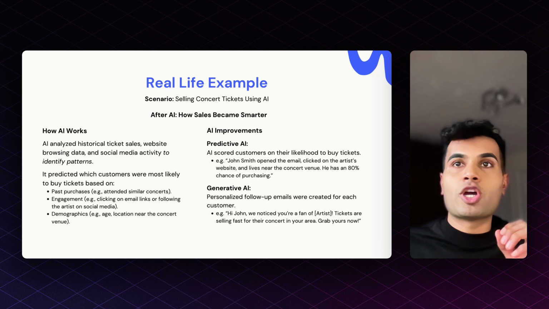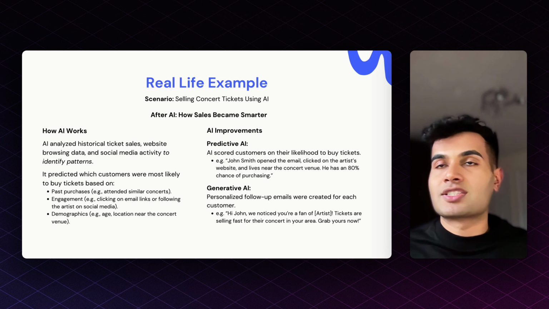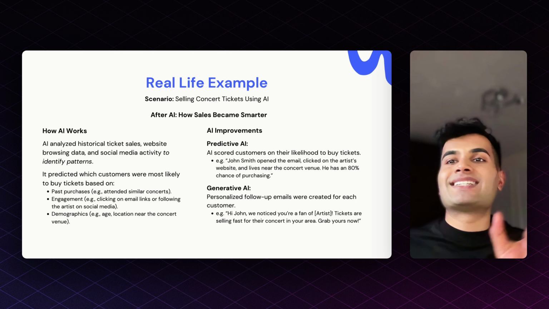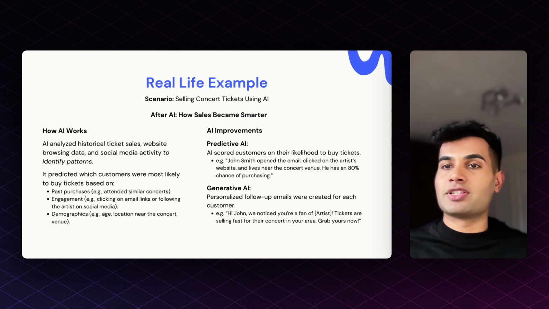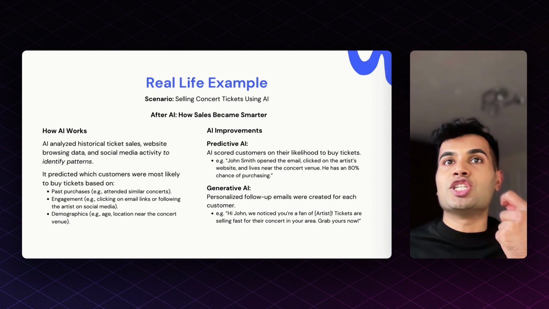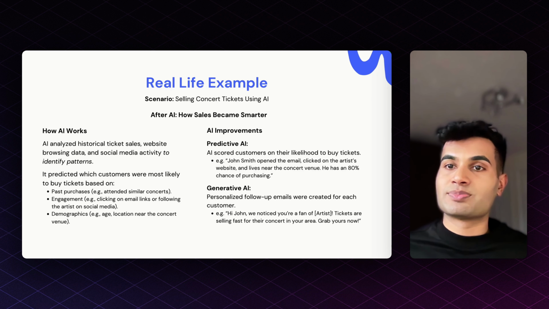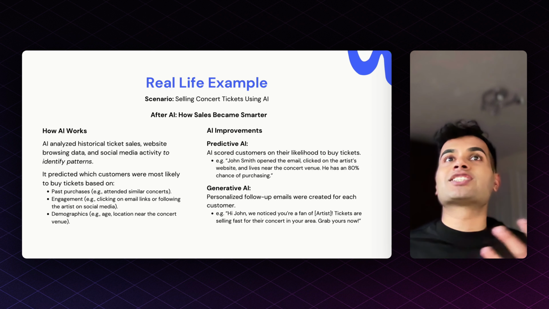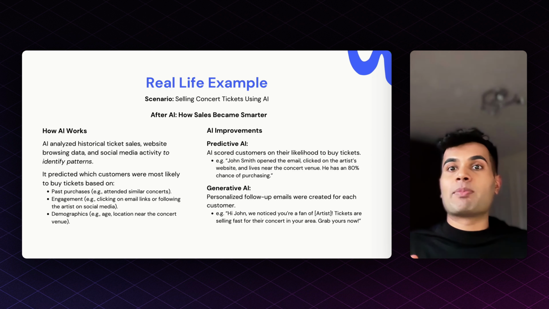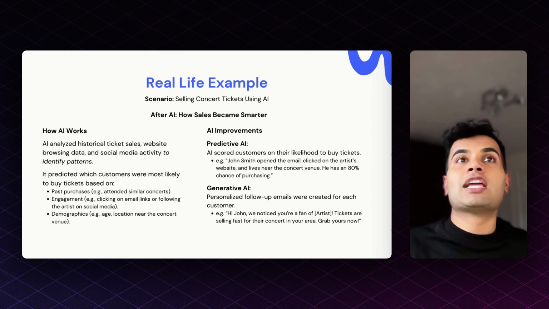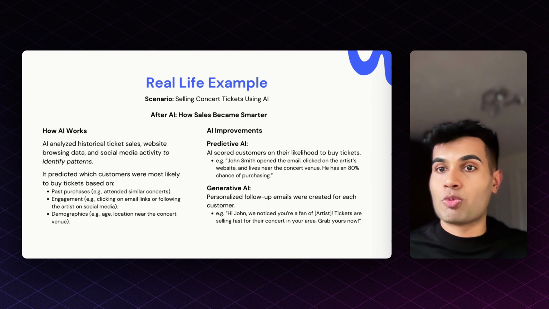So, "Hi John, we noticed you're a fan of the following artist, right? Tickets are selling fast for this concert. Grab yours right now. Here's a discount code because you live in the same area, so even easier for you." And there we can use generative AI to create that email at lightning speed for us, right? Now we're seeing that whole example of how sales is becoming smarter and increasing the likelihood of your customers to convert simply by using AI as part of this whole picture.